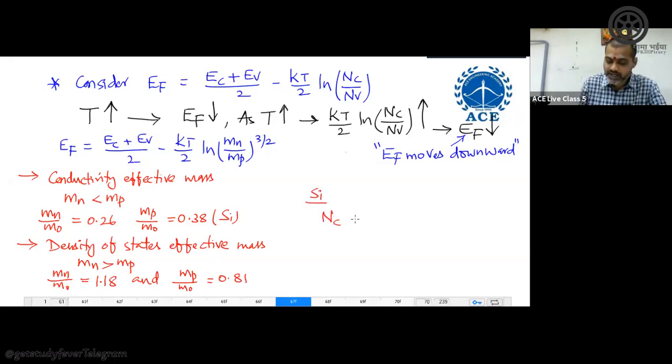If you take these values and substitute again for silicon, you will get the NC value, which is going to be 2.8 into 10 power 19 per centimeter cube, and the NV value will be 1 into 10 power 19 per centimeter cube.